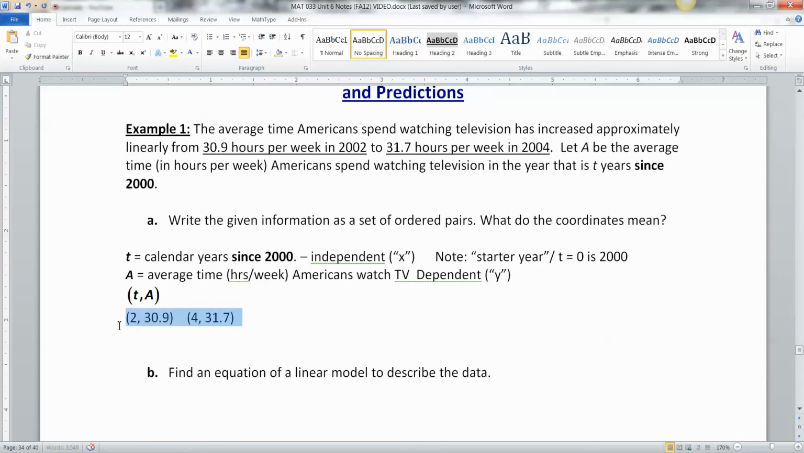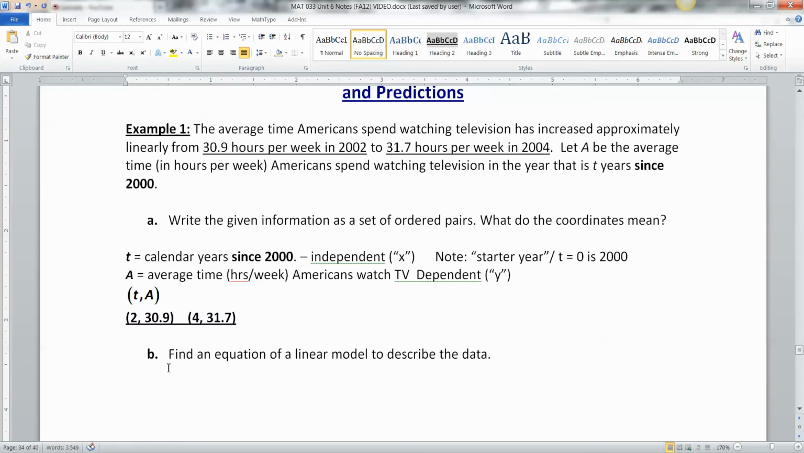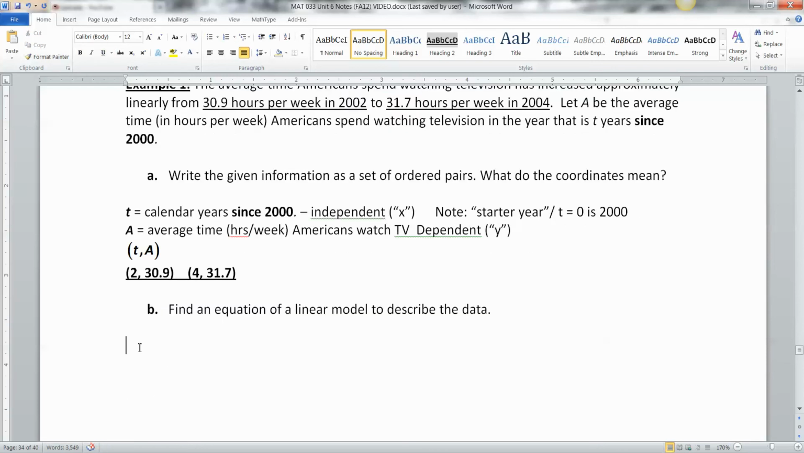There we go. We got our 2 points right there. That's what they were asking for. Now, they want us to find a linear equation to describe that data. Well, funny you should ask.